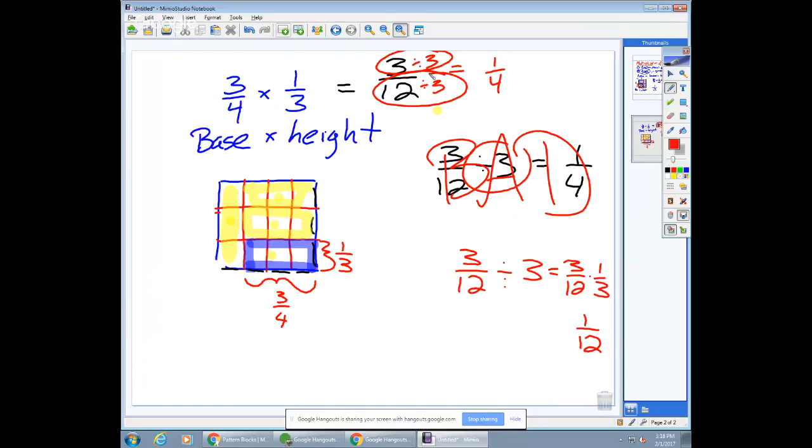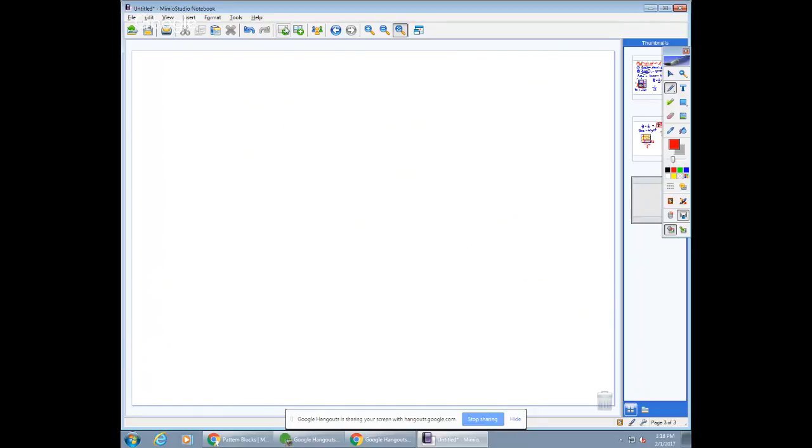All right, let's do another one. So you try drawing this and then I'll catch up with you. So take 3/4 and multiply by 2/5. Just like we did with the other 2, and see what you come up with.